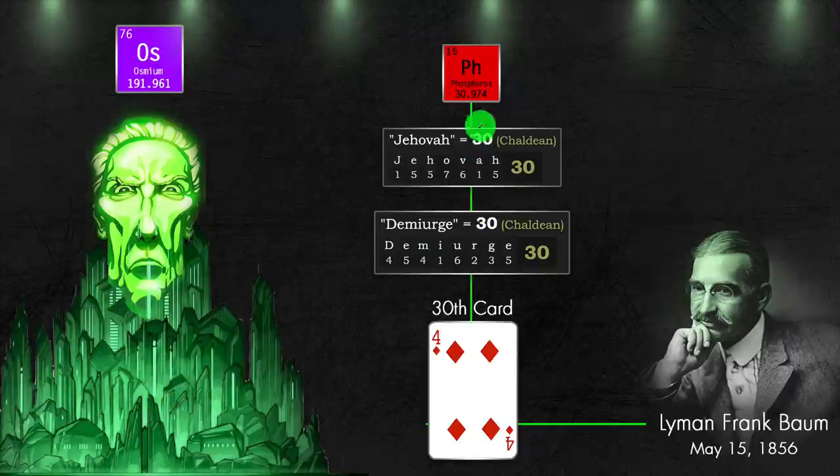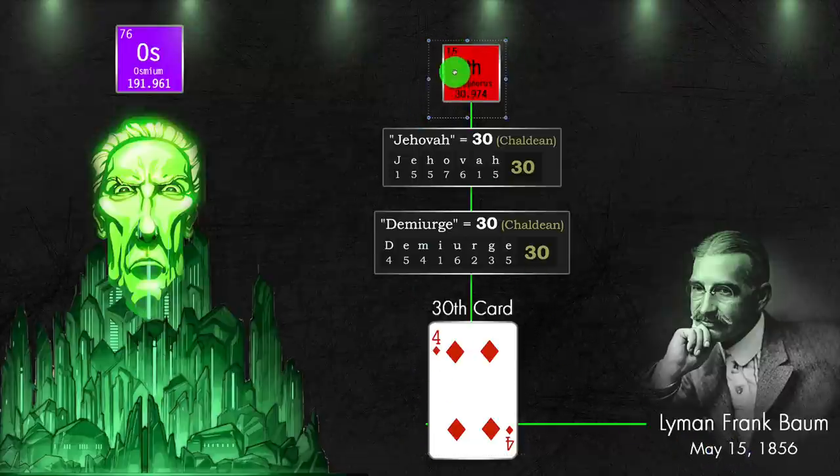Demiurge is 30. The New Age name, Jehovah, 30. Nazareth equals 30. Santa Claus equals 30. And it's tied to this element right here, the element that's tied to Lucifer, phosphorus. There's the 30, and there's the 15, his birthday. So he's born on the 15th. This is his birth card. It's the 30th card, and it's right there inside that box.